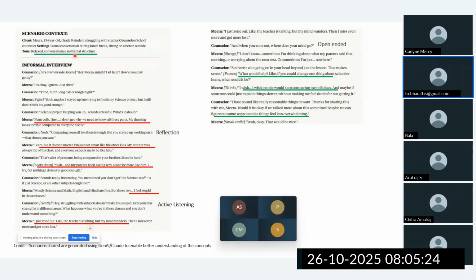The counselor just comes and sits on the bench, having a general conversation. Hey, how are you? Did you have food? General things. So when she's asked, hey, you say that it's stressful, what is it about? She just says, plant cells. I don't know why we should really learn this.